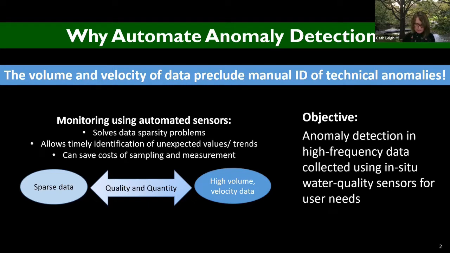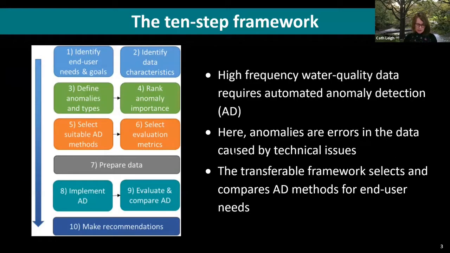which we need to address through these automated methods. So the objective for this particular work, which was a precursor to the current ARC, was to develop an anomaly detection framework for high frequency data collected using in situ sensors for end user needs. And so we developed a framework that could be transferable, that offered a step-by-step process at which end users could go through this process together with anomaly detection developers.